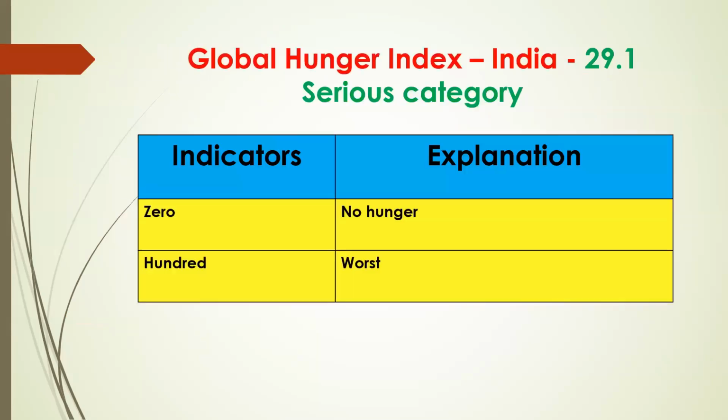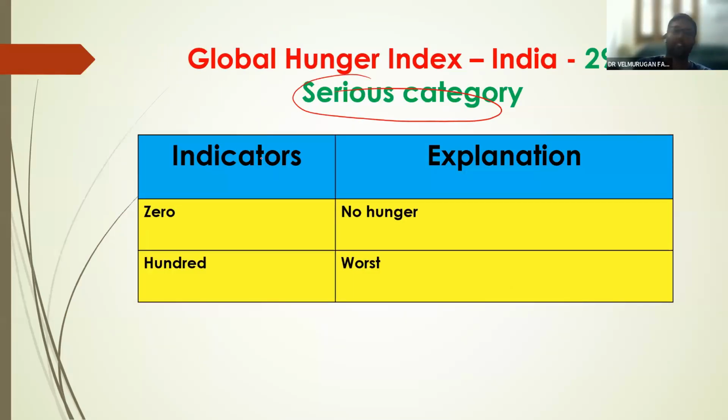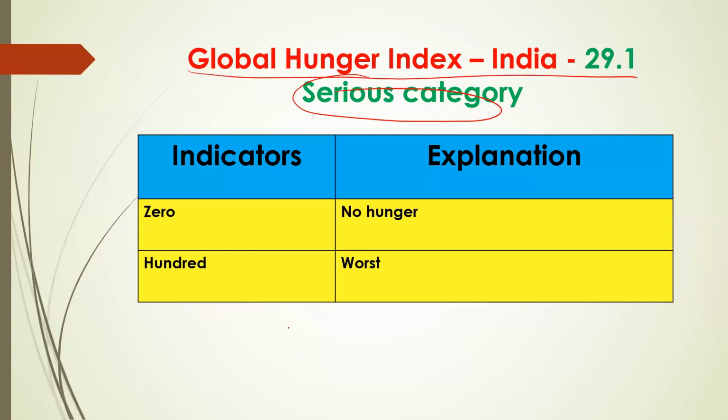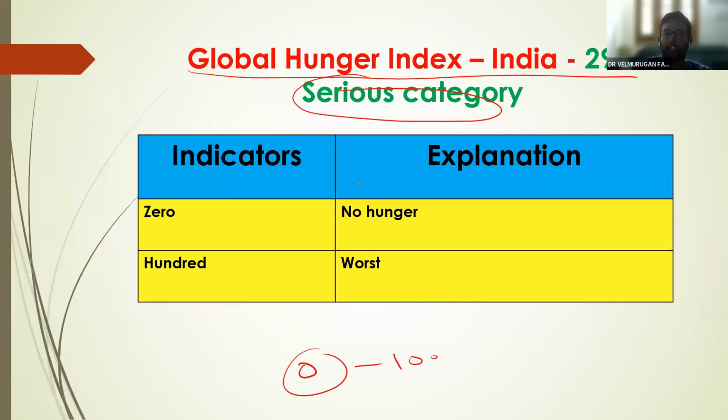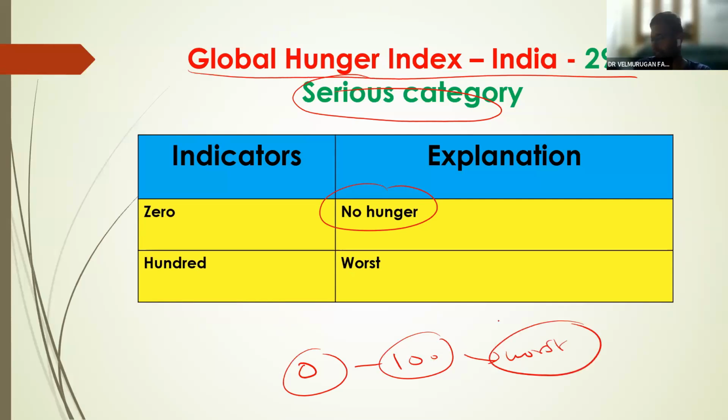So on the Global Hunger Index, India is in which category? India is in the serious category. It is measured from 0 to 100. 0 means no hunger, 100 means the worst type of hunger. So India is around 29.1.